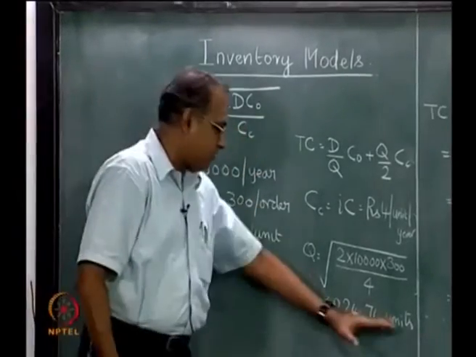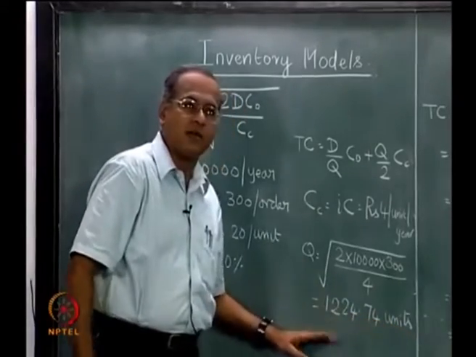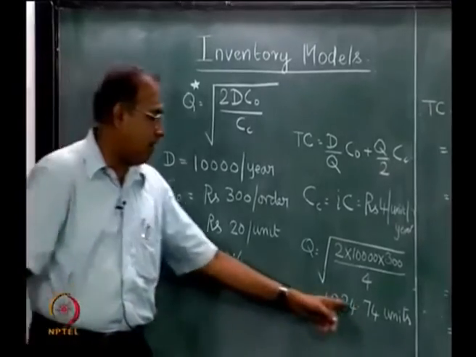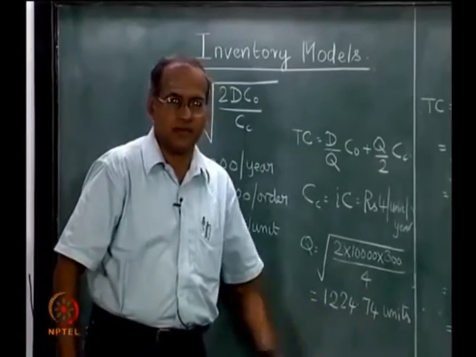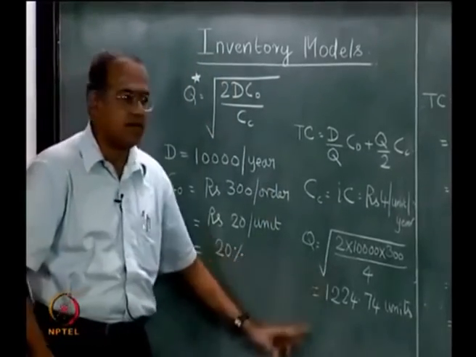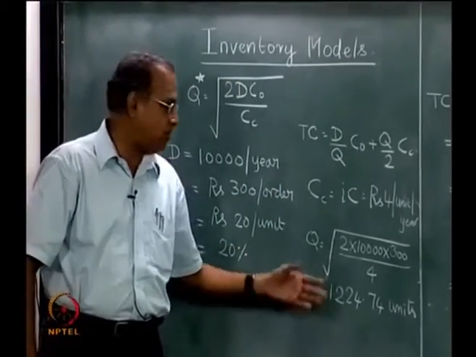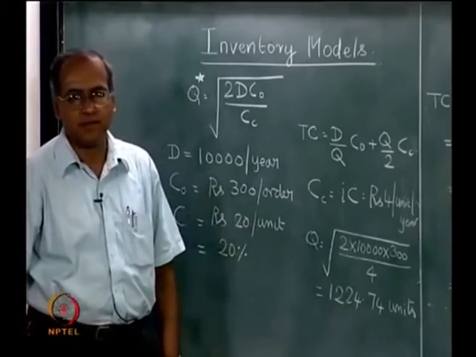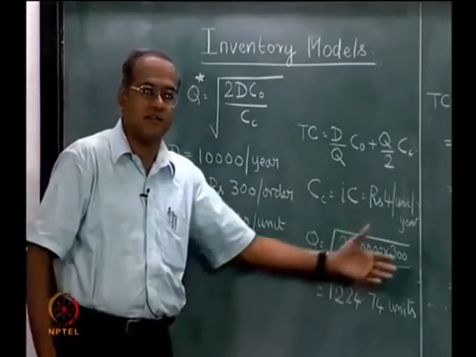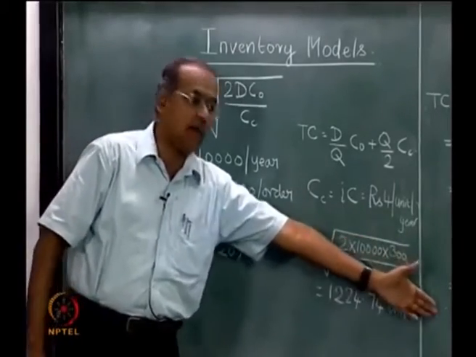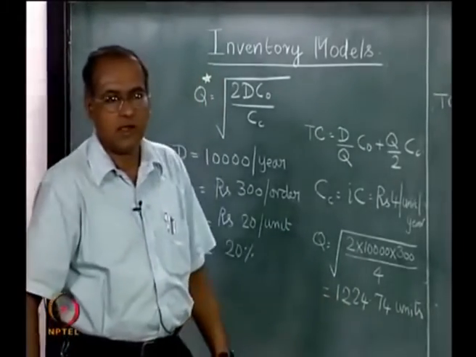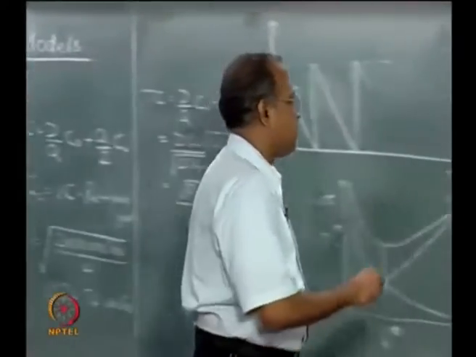Now, because of that, we also seem to get a number like 1224.74, which poses the question, how can I order a fractional quantity of the item? So, the simplest thing to do perhaps is to try and round it off to the nearest number, which could be 1225, let us say, and let us see what happens to the total cost, whether it is very different from the absolute minimum if we look at 1225.